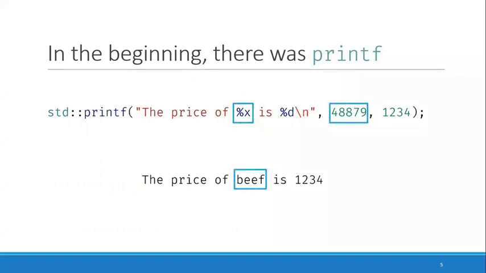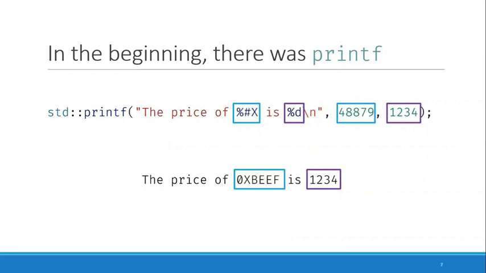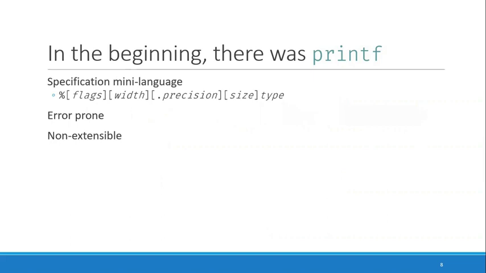The %x tells us to format the first argument in hex, and the %d tells us to format the second argument just as an integer. As we change the first placeholder, that's going to change the way the first argument is formatted, but it's not going to change the way that anything else works in that string. These are all completely independent, which is a pretty nice property. So printf overall has this fixed specification mini language.